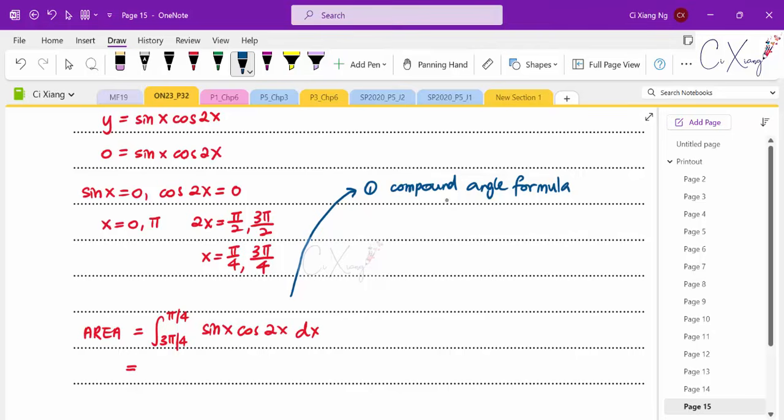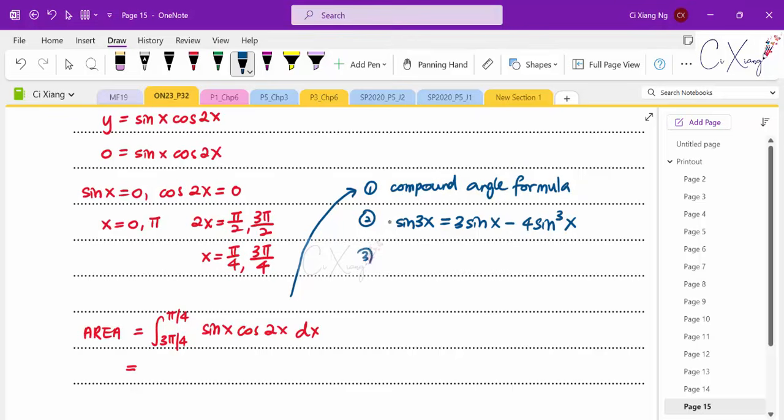That's the first method. For the second method, you can use the identity for sine 3x. If you successfully remembered this formula before the exam, then you can try to use the identity and solve the integration. After you expand cos 2x, you might get a term in sine power 3. So this is how you can try to integrate the expression. That's the second method.